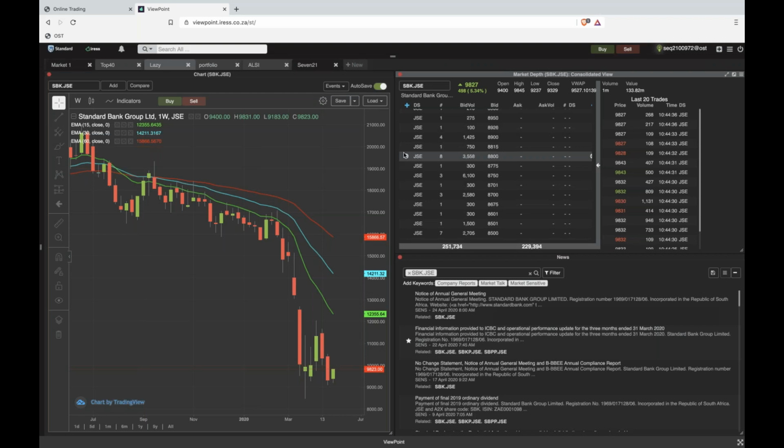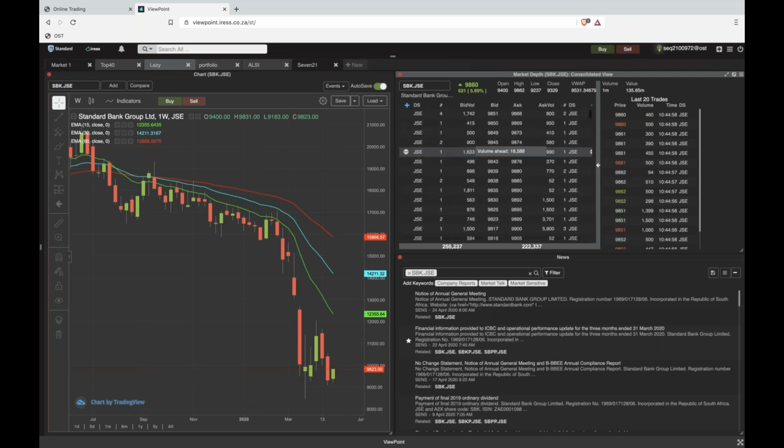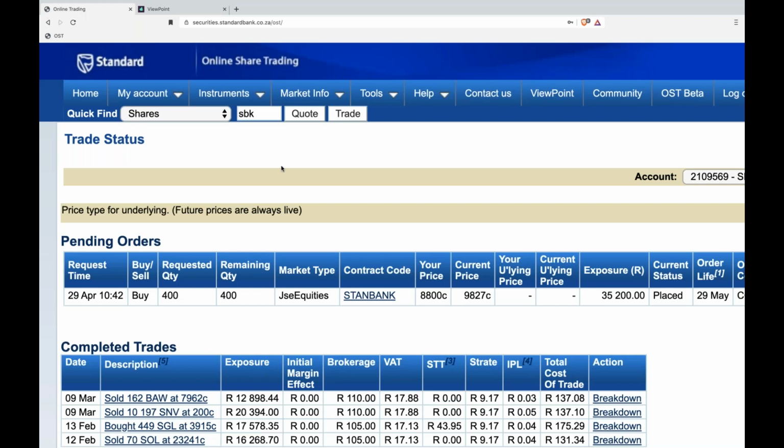So my order is currently sitting in the market, and if Standard Bank between now and 29 May, since I gave it a month, trades down to 88 Rand, I'm in the queue, but I'm at the back of the queue for 88 Rand. I'll have to go through the others because there are people at the same price who essentially got in ahead of me.